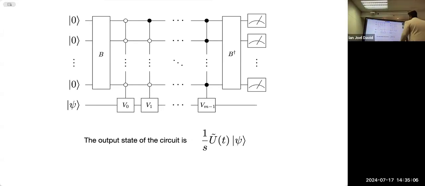But before we do that, this is what the circuit will look like. You have the state of the system, you have all of the operators V, you have B preparing this register, and the select operation you can see is just doing this control operation, controlling on each of the qubits. And then you post-select by measuring only this register.